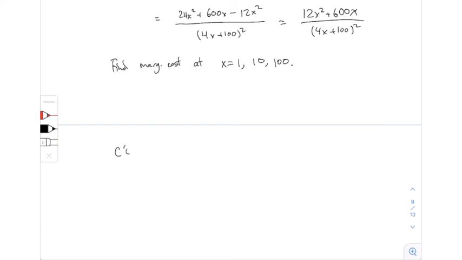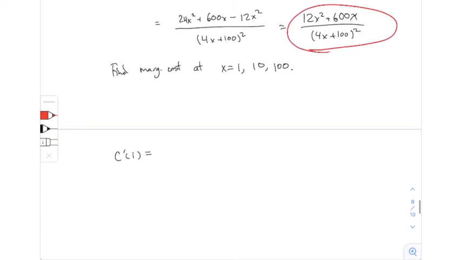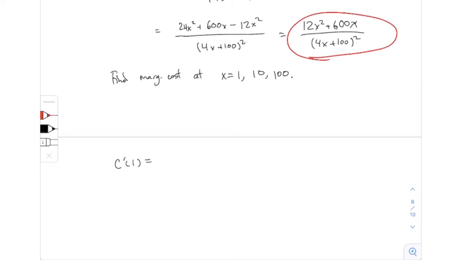C prime of 1, all right? I'm plugging into this formula up here, using x equals 1. What will it be? I did this on my calculator, but it's 12 plus 600 up top, and then 4 plus 100 squared on the bottom. I got 0.056, all right? I don't know if this seems reasonable to you, but it means if I am making only one jar, but instead I decide to make 2 jars, how much more will it cost me for the second jar? Only 5 cents to make that second jar, all right?